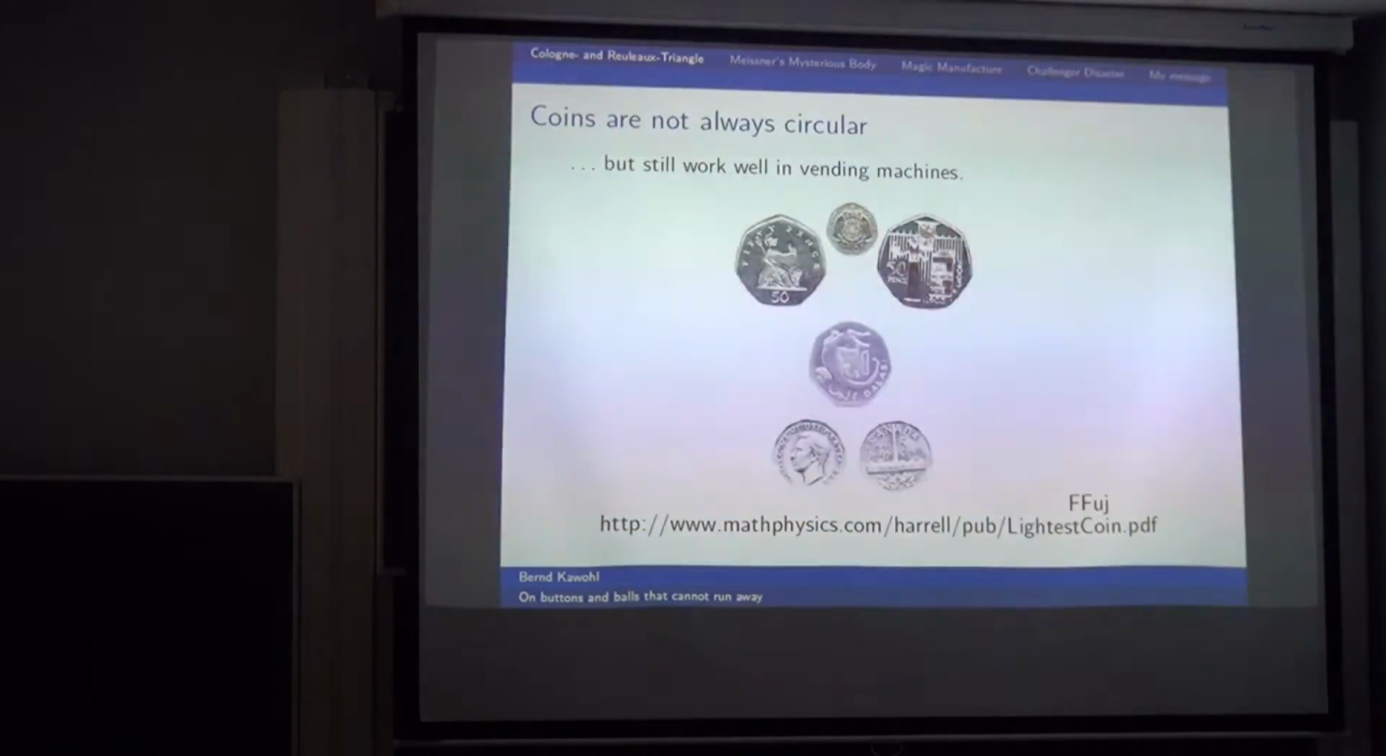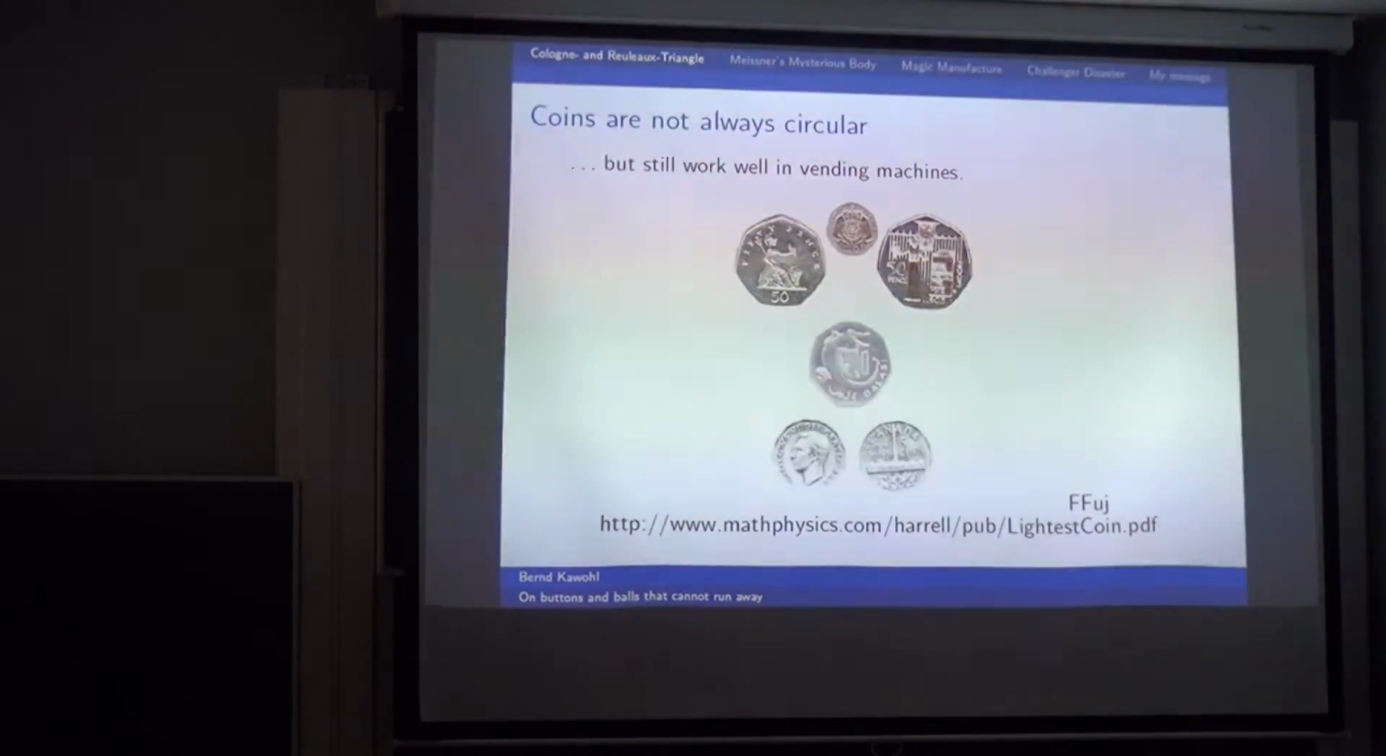Also, coins are not always circular. We have coins used mostly in Great Britain and in places where the British Crown has ruled. This is a 50-pence piece. It has 7 corners. And although it is not perfectly round, you can use it in automats, in vending machines. The coin does not get stuck when it falls down, and it does not have too much slack. So this is a 2-dimensional set of constant width.